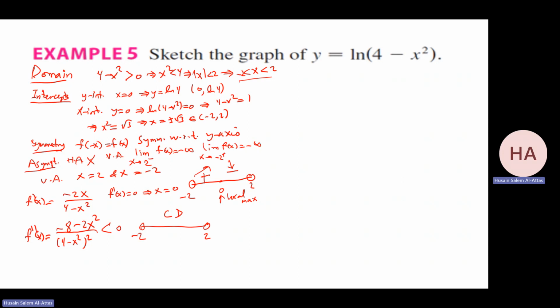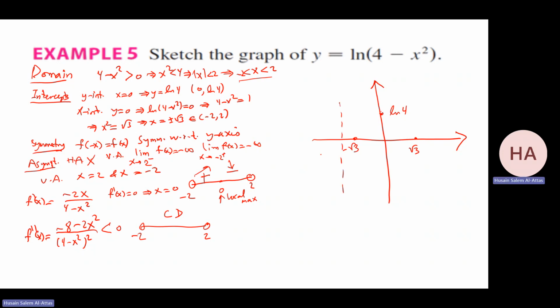Okay, now let me graph the function. Combine all of these things to graph the function. The domain is -2 to 2, so my constraint is only at -2 to 2. Intercept (0, ln 4), which is positive and somewhere here. Then I have minus square root of 3 here, and here I have square root of 3.